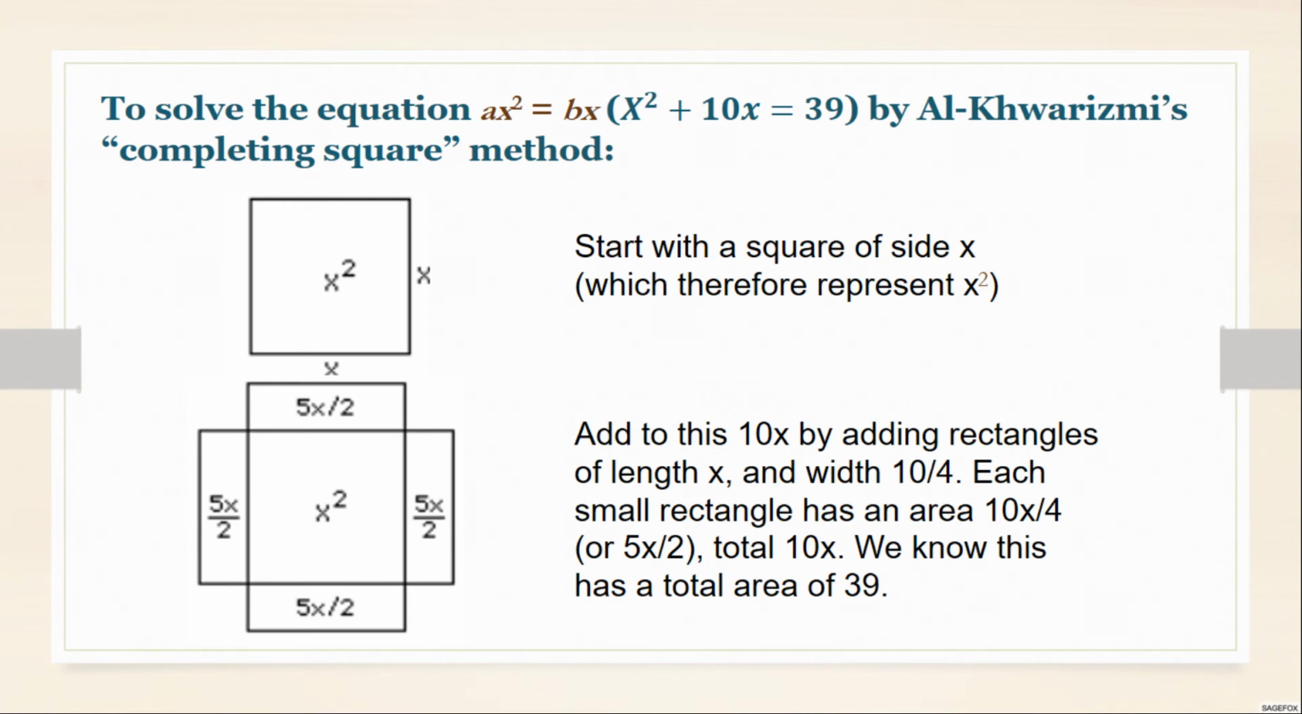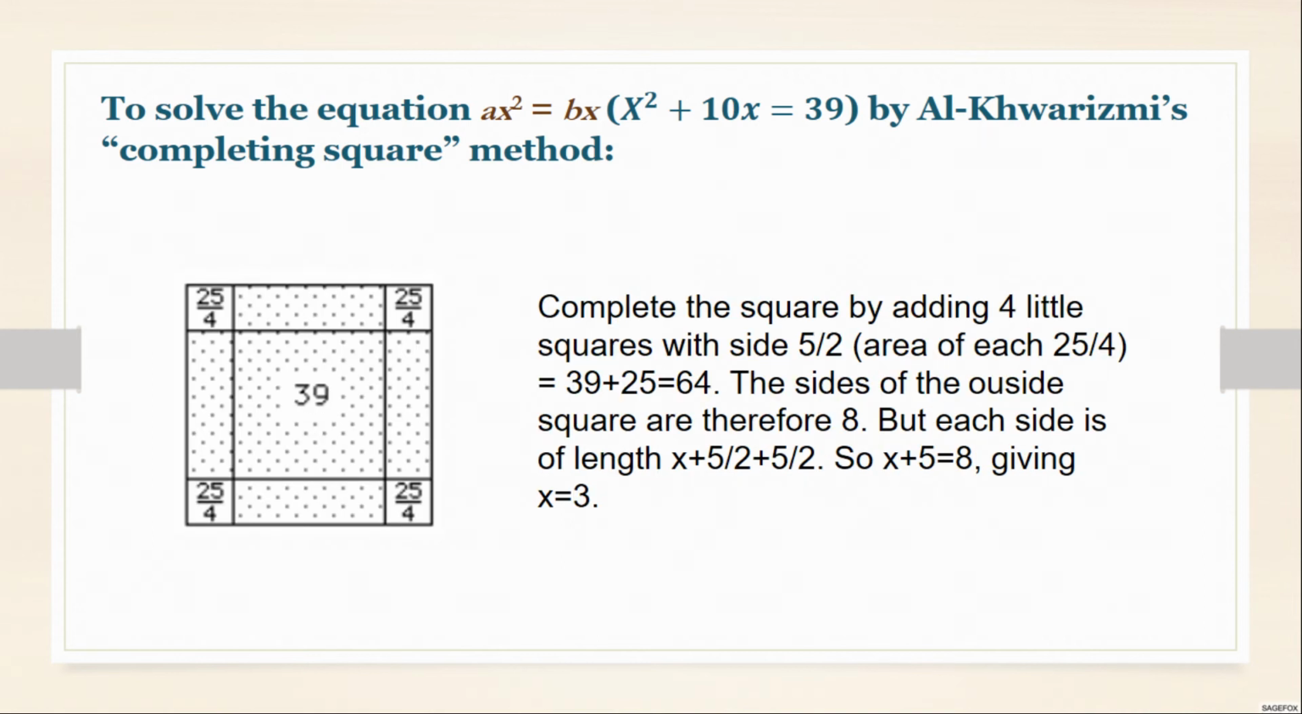I give one example. To solve the equation ax² equal to bx, such as x² plus 10x equal to 39, by Al-Khwarizmi's completing the square method. First, start with a square of side x, which is therefore represented as x². Add to this 10x by adding rectangles of length x and width 10 over 4. Each smaller rectangle has an area of 10x over 4, or we can call it 5x over 2, total 10x. We know this has a total area of 39.